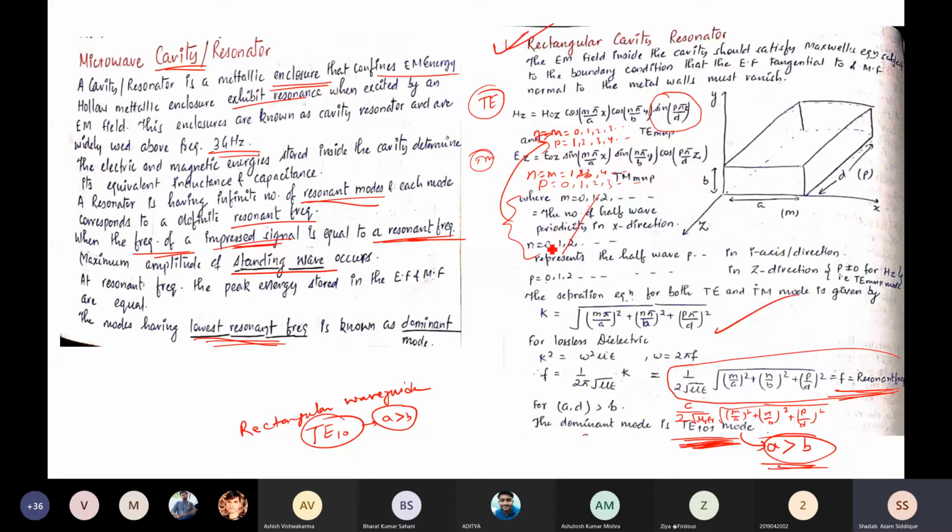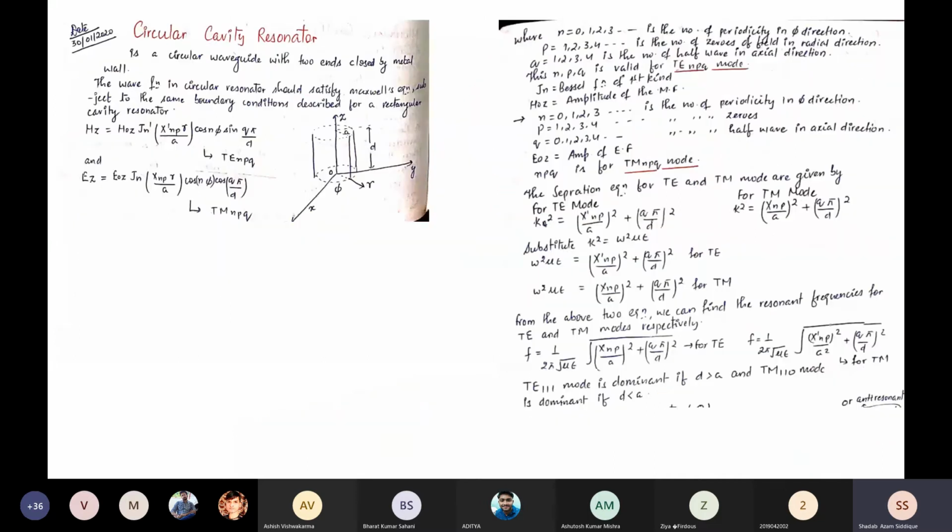Similarly, we have the circular cavity resonator, which is similar to the circular waveguide which we have seen. A circular waveguide with two ends enclosed by metal walls: this end is enclosed by a metal wall, and this end is also enclosed by a metal wall. So if the circular waveguide is enclosed from both sides by walls, you get a circular cavity resonator, and this is the enclosed structure which is formed here.